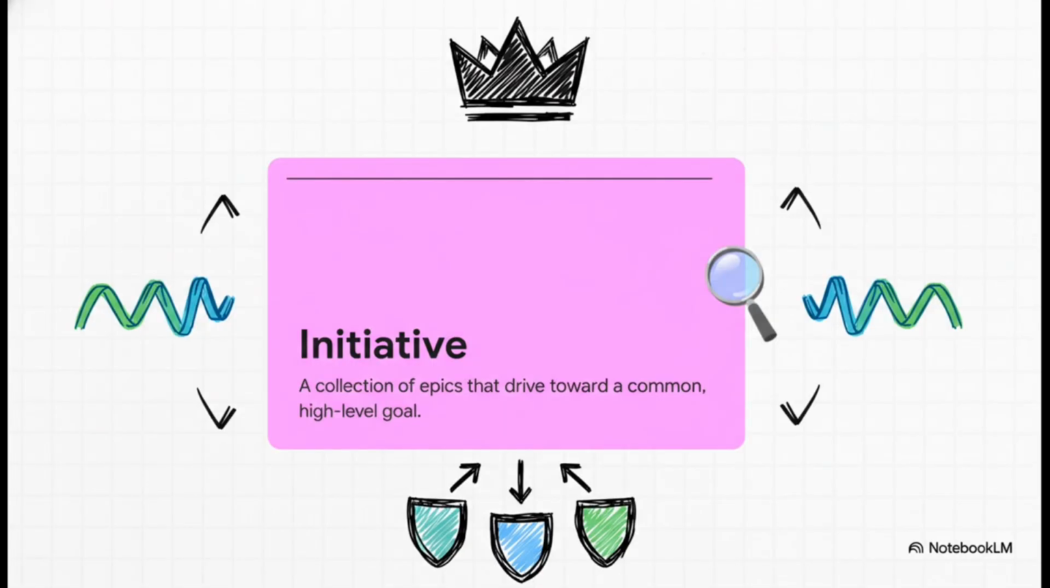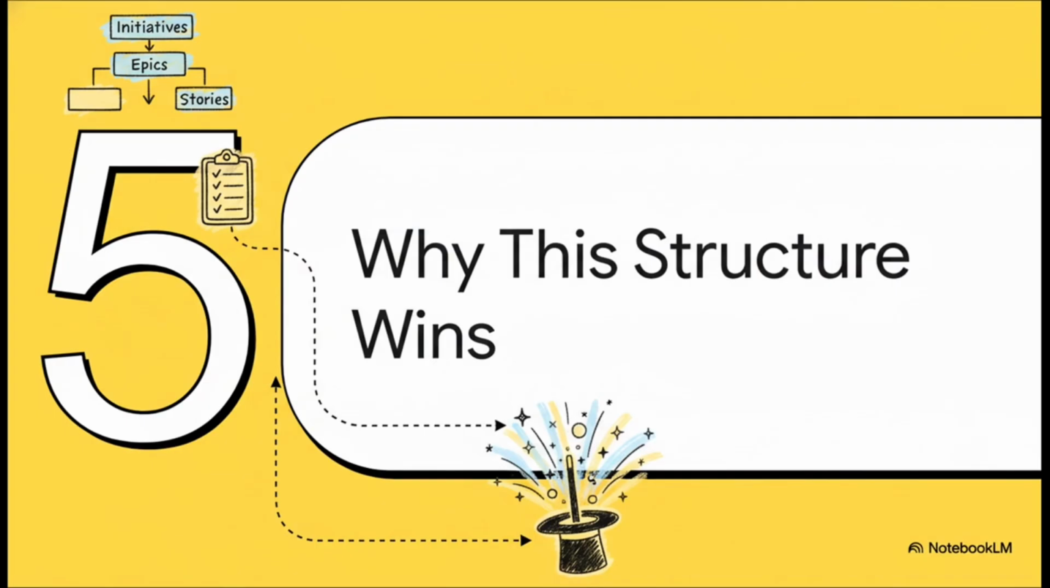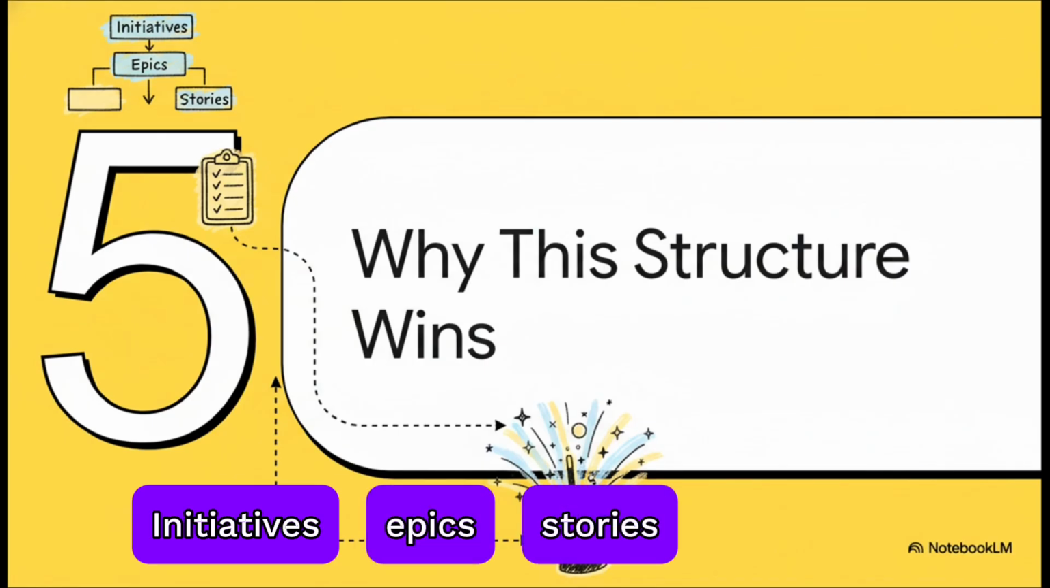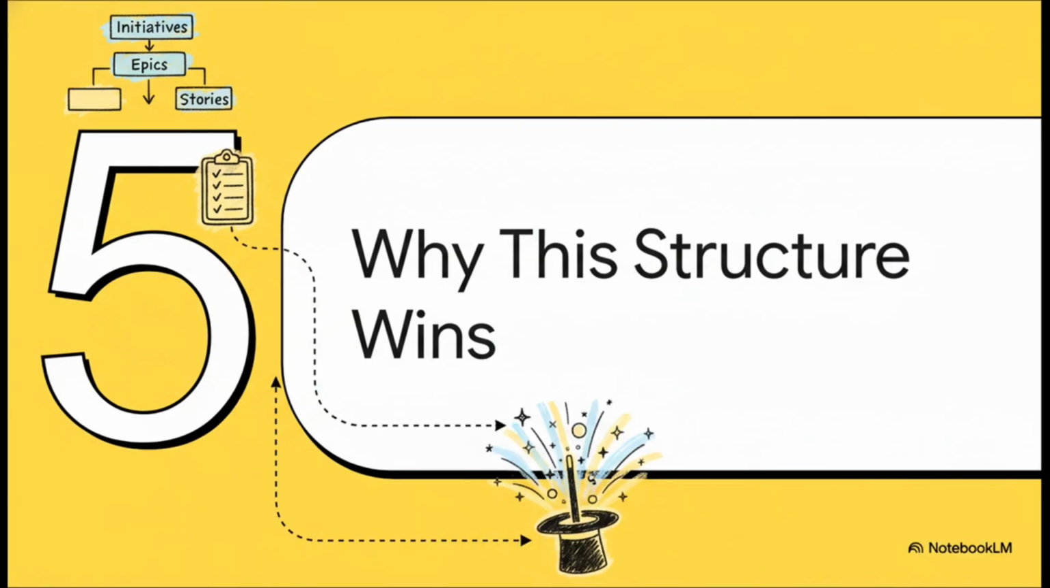And then, sitting right at the very top of this whole hierarchy, you have the initiative. This is just the collection of related epics. Initiatives represent an organization's biggest, most strategic goals. Let's put this all together. You have the hierarchy, initiatives, epics, and stories that gives you a clear structure. And then you have the INVEST checklist, making sure every single one of those stories is a solid, high-quality building block. And when you combine those two things, well, something pretty powerful starts to happen.